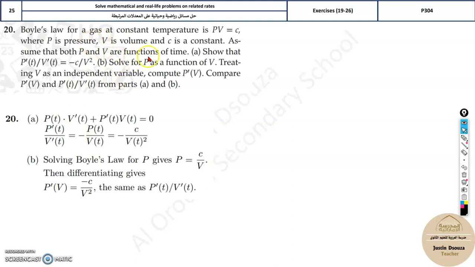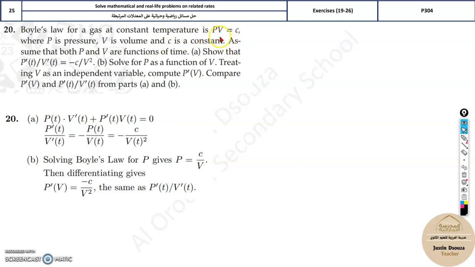And over here we have Boyle's law. This is again a simple one. I'll just tell you briefly. There's a formula given, PV is equal to C, that is Boyle's law, about pressure and volume. Now P is the pressure, V is the volume, and C is the constant. Now what you need to do is they have asked you to derive the rate of change of pressure divided by the rate of change of volume, which must be equal to this.